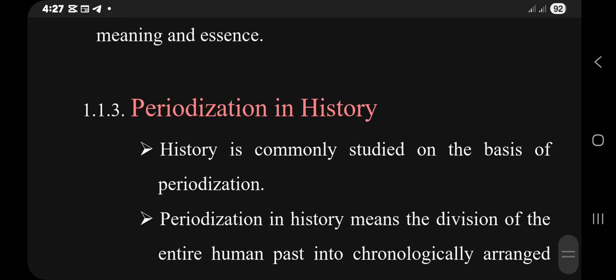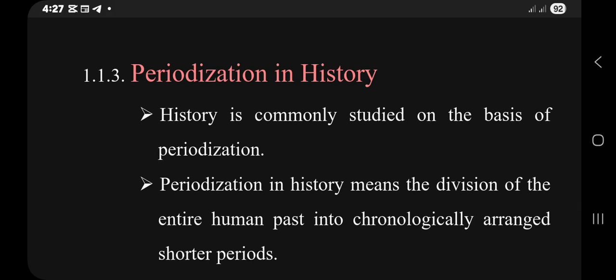Now it's better to look at another topic, periodization in history. The term periodization is directly related to time. Why? Because history must be studied within a time framework. So history is commonly studied on the basis of periodization.